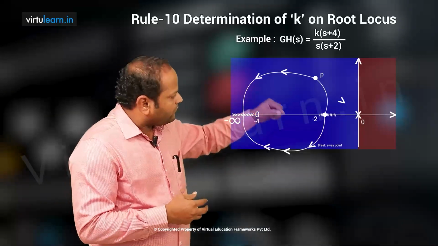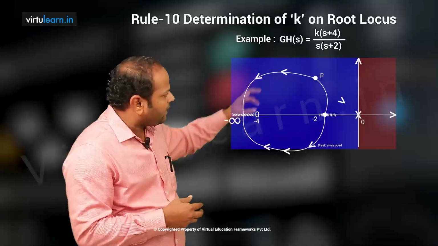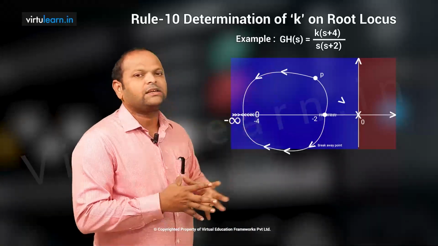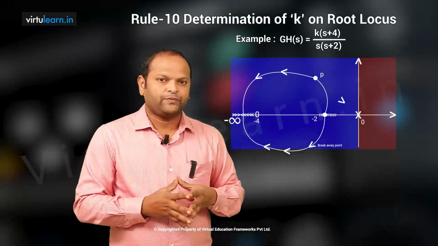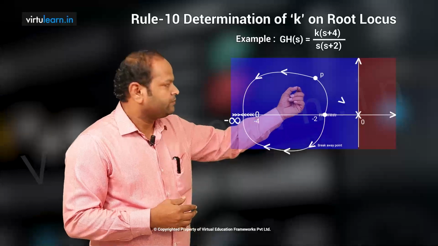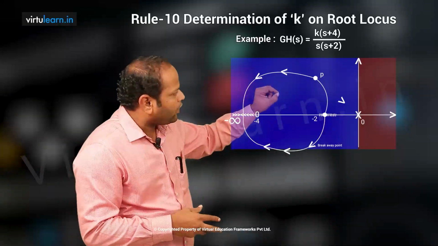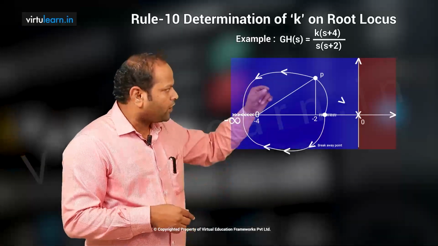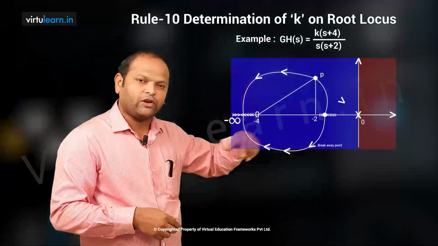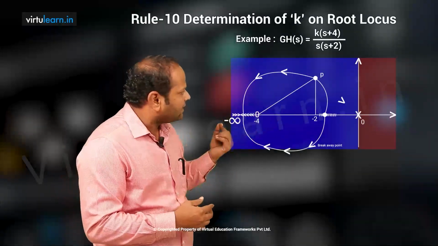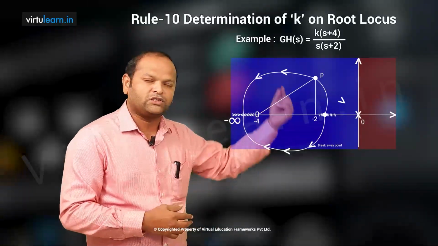Now, when you draw this, I am taking one point here, and at this point I want to know what the k value is. At what k value will one of my roots be here? Let that point be p. From that point you draw the vectors, as when you calculate angle of departure or arrival. How do you draw the vectors? We draw the vectors from the point to all other poles and zeros.